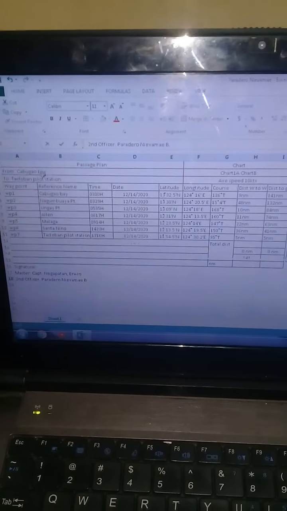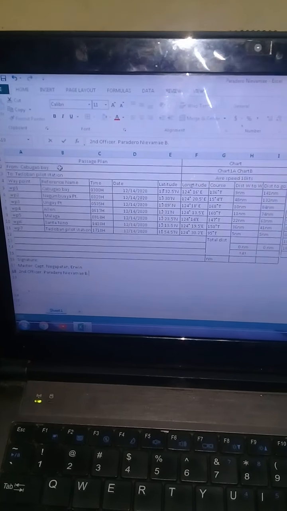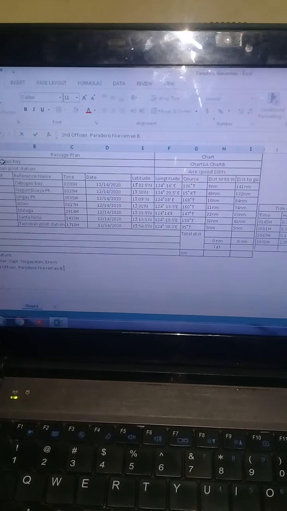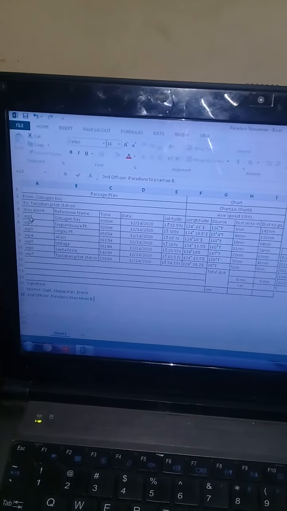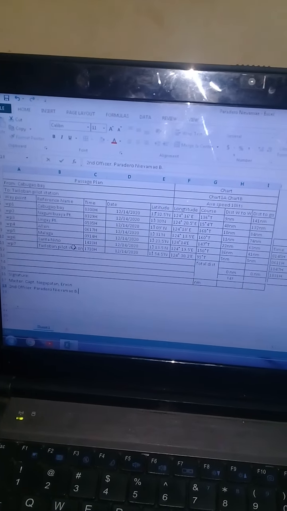So from Cabugao Bay, this is our departure, Cabugao Bay, and our arrival is Tacloban Pilot Station. So the waypoints here are from waypoint 1 to waypoint 7: waypoint 1 is Cabugao Bay, waypoint 2 is Nagumbuaya Point, waypoint 3 Ungay Point, waypoint 4 Allen, waypoint 5 Malaga, waypoint 6 Santa Niño, and waypoint 7 Tacloban Pilot Station.